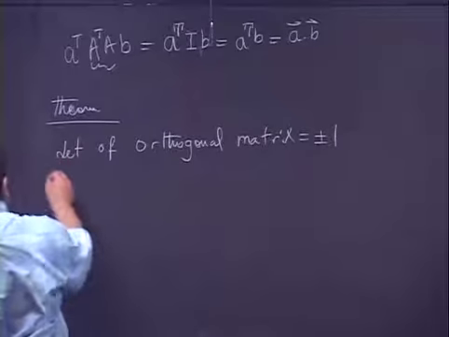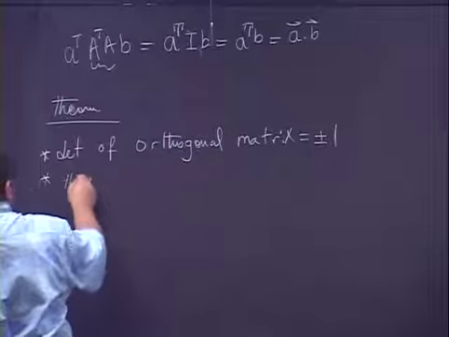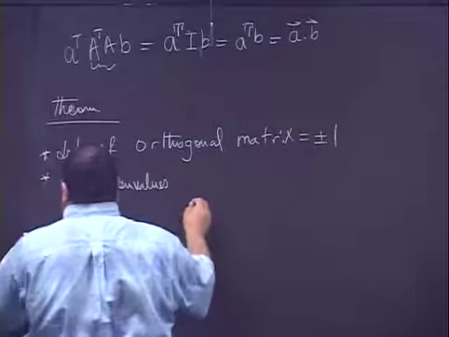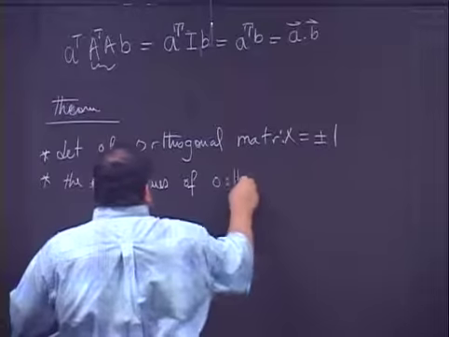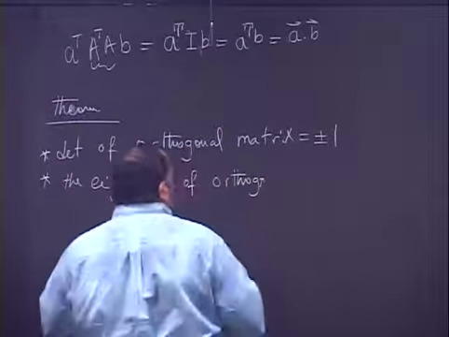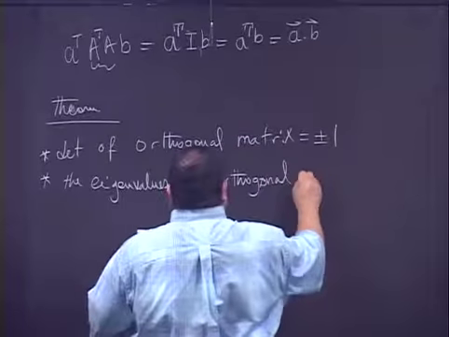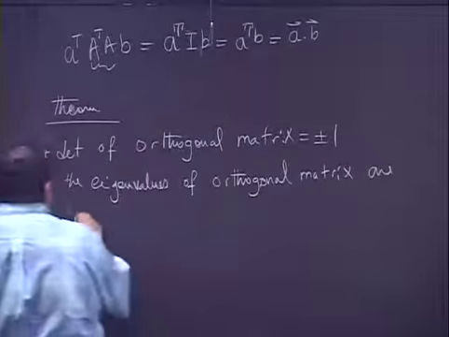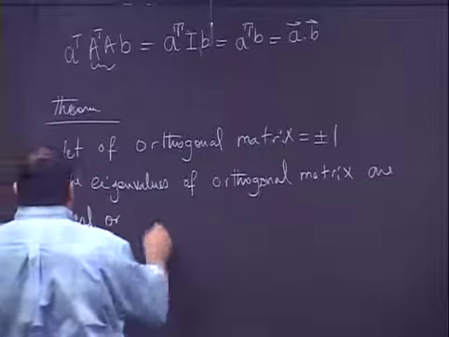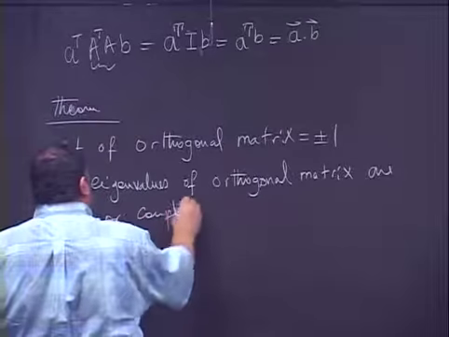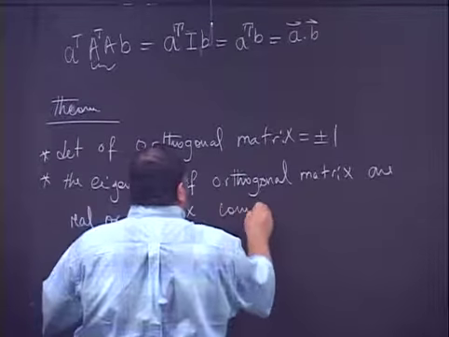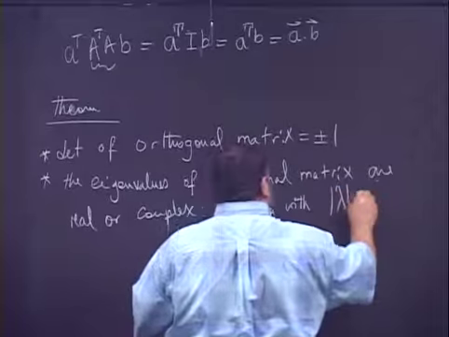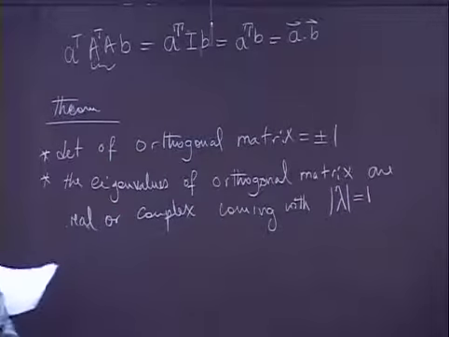And the other one also is the eigenvalues of orthogonal matrices are real or complex, coming with absolute value of lambda equal to 1. We will be deriving this in a minute in the next topic.